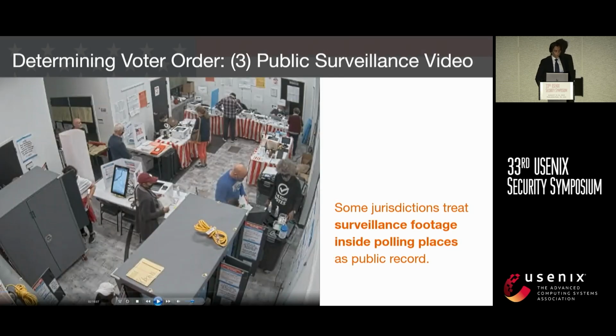And even if you don't have someone stationed in the polling place in advance, in some jurisdictions, it turns out that you can FOIA all-day surveillance video footage of everyone who used the scanner. This means you could line up every ballot with footage of the voter who cast it. This image here is from one such video in Georgia.